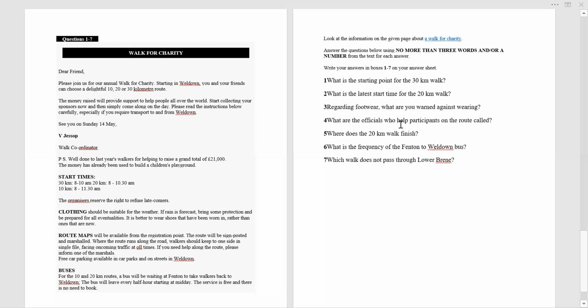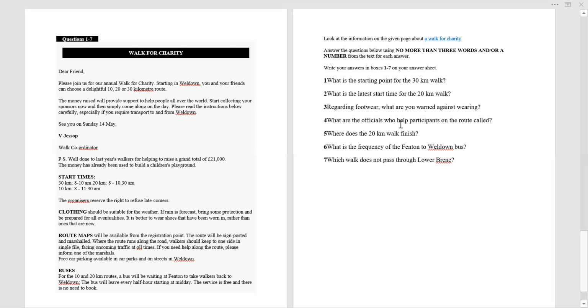What are the officials who will help participants on the route called? Here, if you need help along the route, please inform one of the marshals. So marshal is the name given to the people who are helping the participants. Where does the 20-kilometer walk finish? For the 10 and 20-kilometer routes, a bus will be waiting at Fenton to take walkers back to Welldown. So it is finishing at Fenton, and then the walkers are taken back to Welldown. What is the frequency of the Fenton to Welldown bus? The sixth answer. Here they are saying the bus will leave every half hour. So that's the frequency from Fenton to the Welldown station.